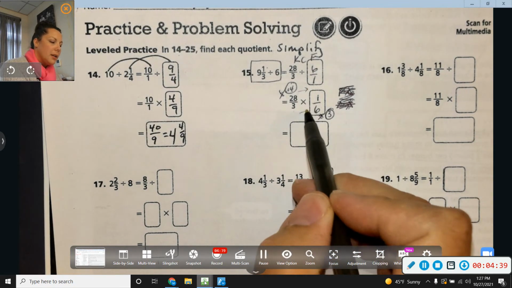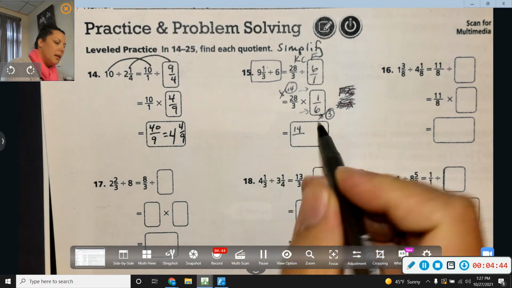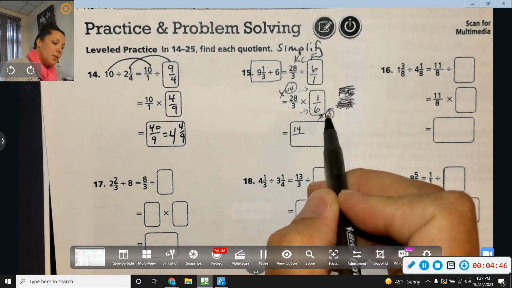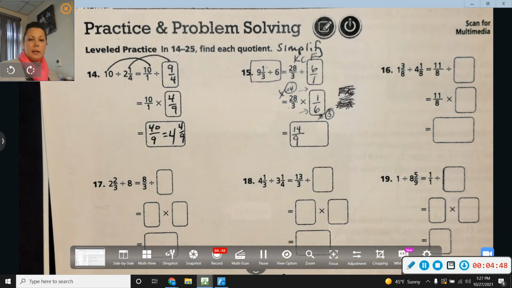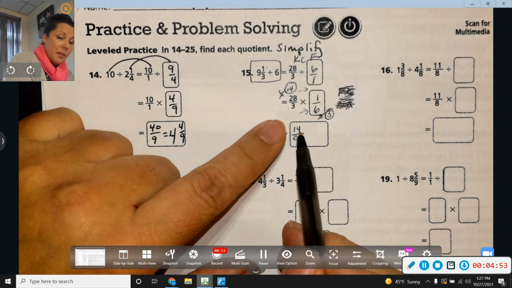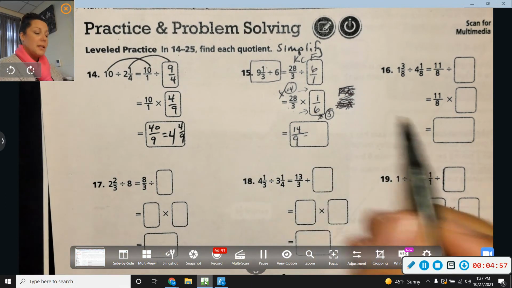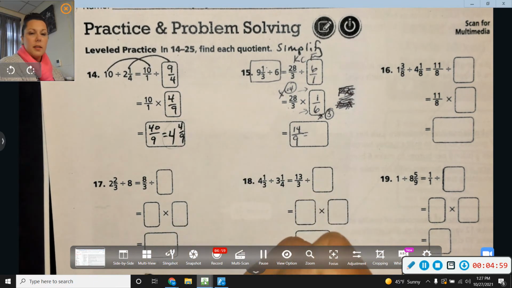Now I can just multiply. 14 times 1 is 14. 3 times 3 is 9. I'm not done because the world isn't right. My top number's too big. I need to change this back to a mixed number, just like she did in this problem.